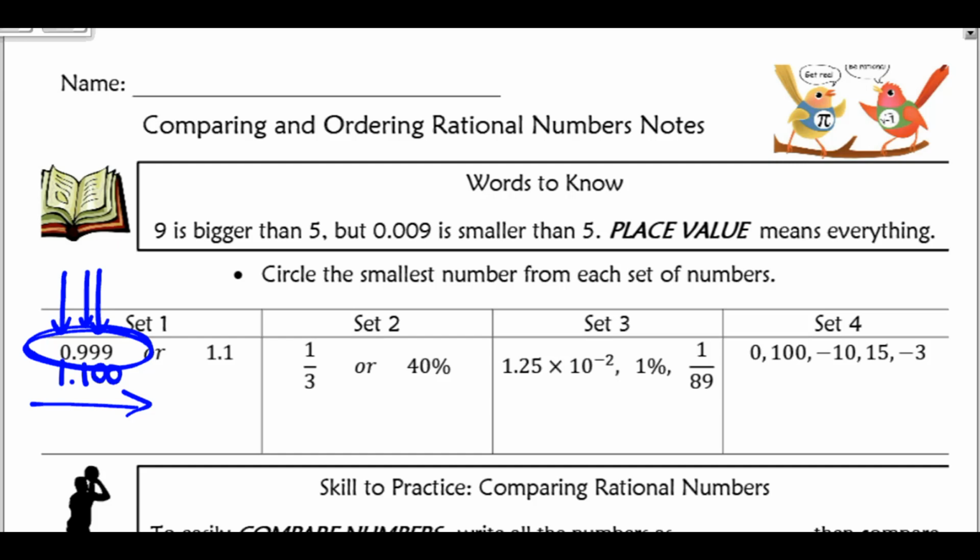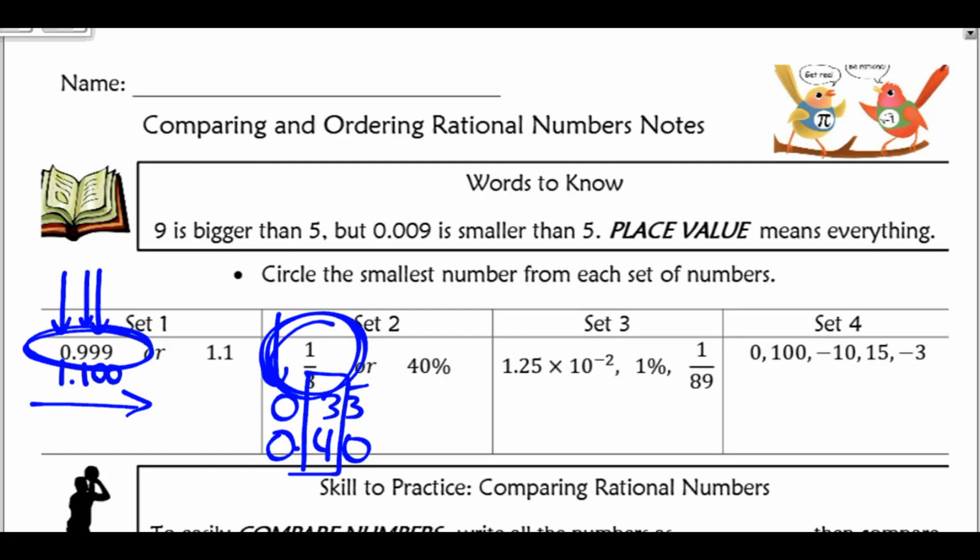I'm going to do the exact same thing on set 2. I'm going to change 1/3 into a decimal. That's 0.33 repeating. And 40% as a decimal is 0.40. I'm just comparing one place value at a time. I see that the first place value is a 0 for both. That doesn't tell me any information. Then I have a 3 versus a 4. I know that 3 is smaller than 4, so that is the smaller of those 2 rational numbers.